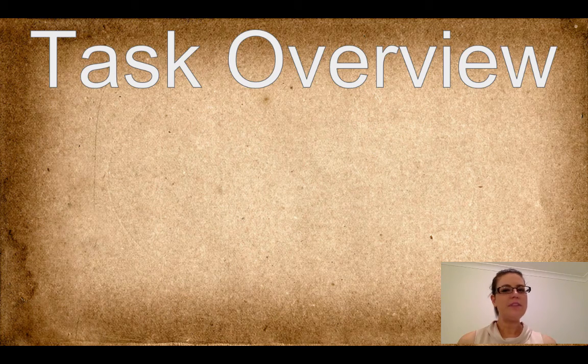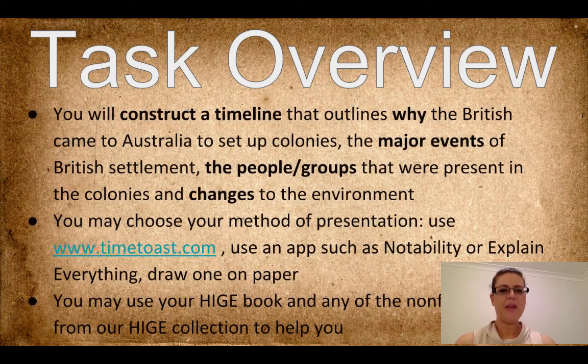This is an overview of the task that you will be doing. So you are going to be making a timeline. Your timeline is going to be able to show why the British people came to Australia to set up colonies, the major events that occurred in the time of British settlement, and the people or maybe groups of people that were present in the early colonies in Australia, and any changes that occurred to the environment in that early colonial time.